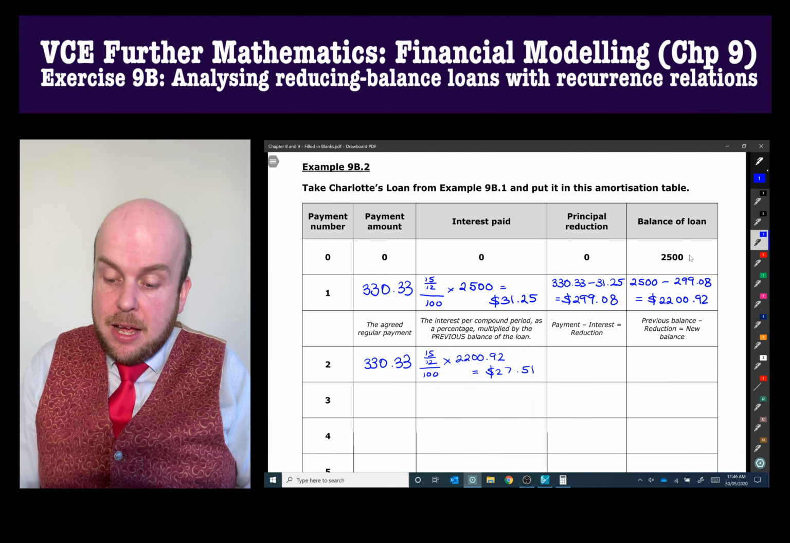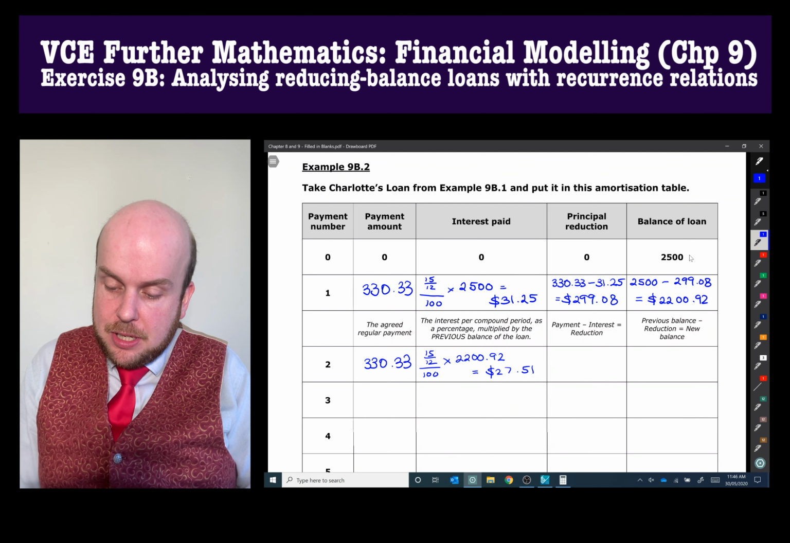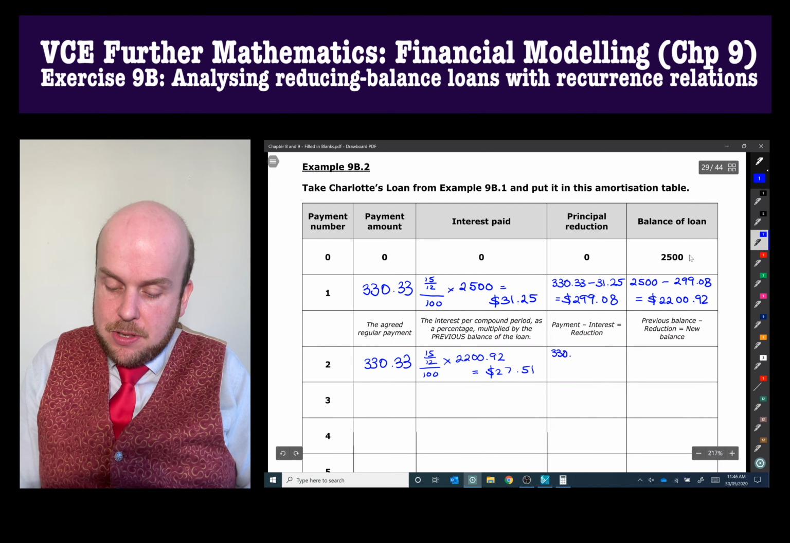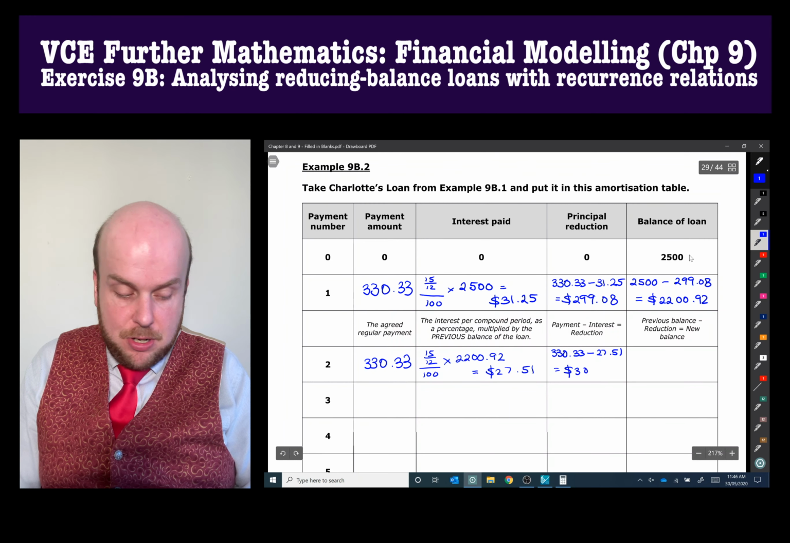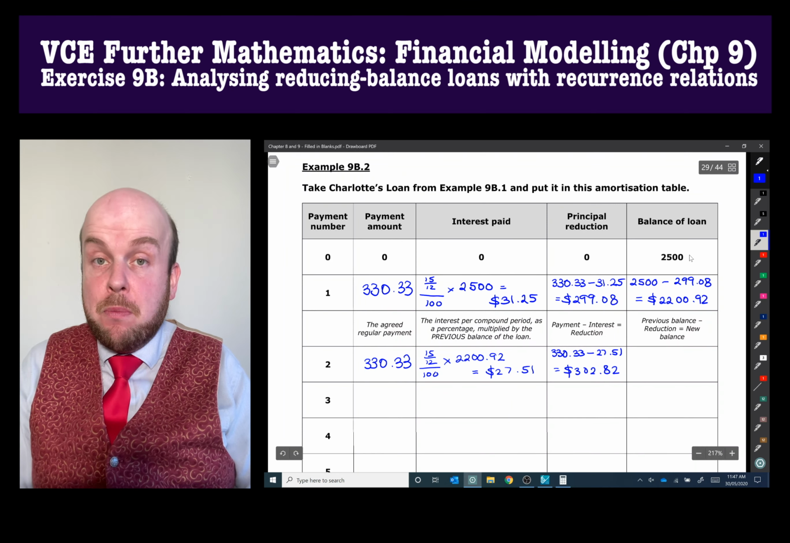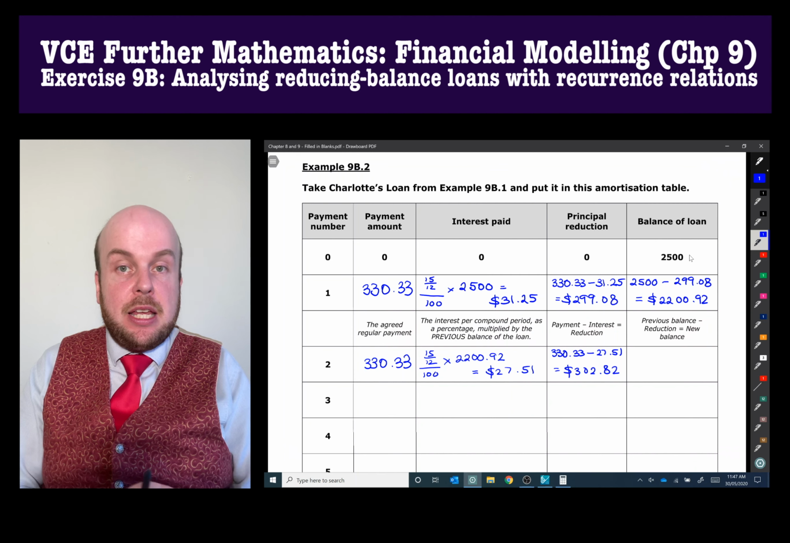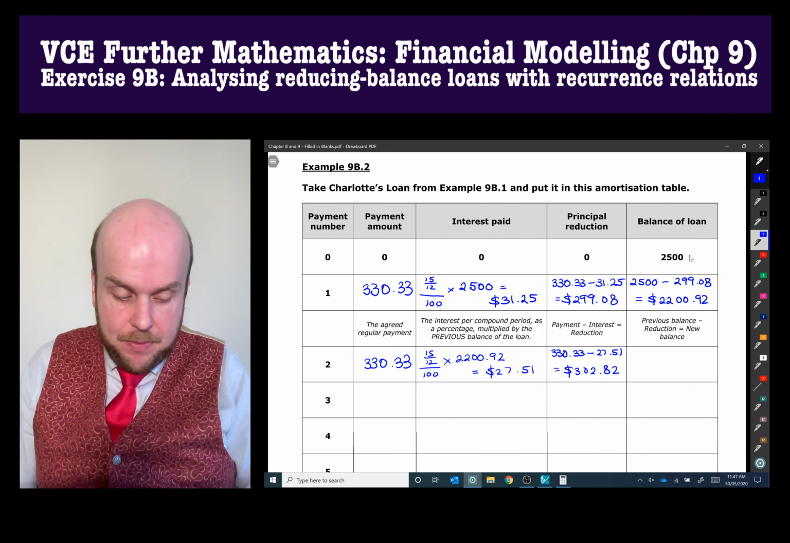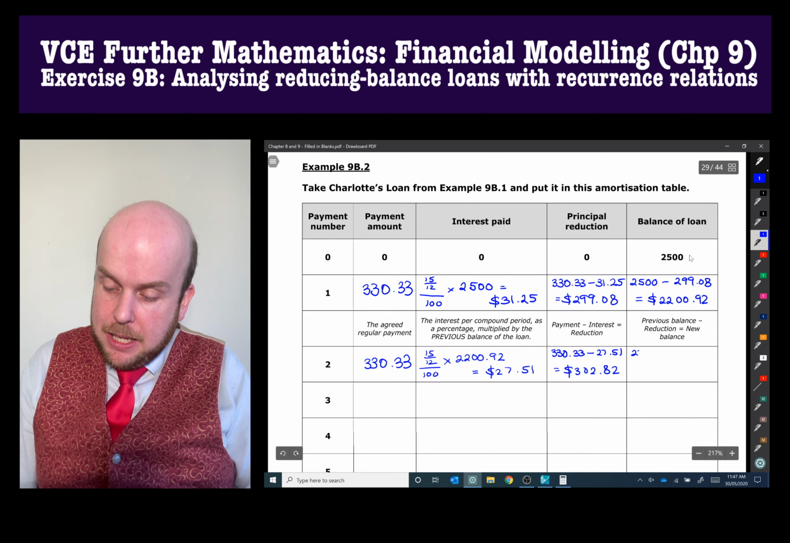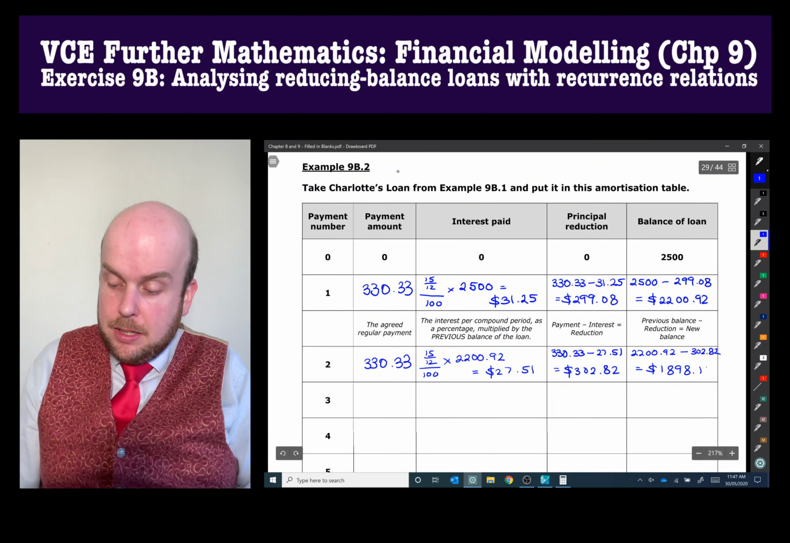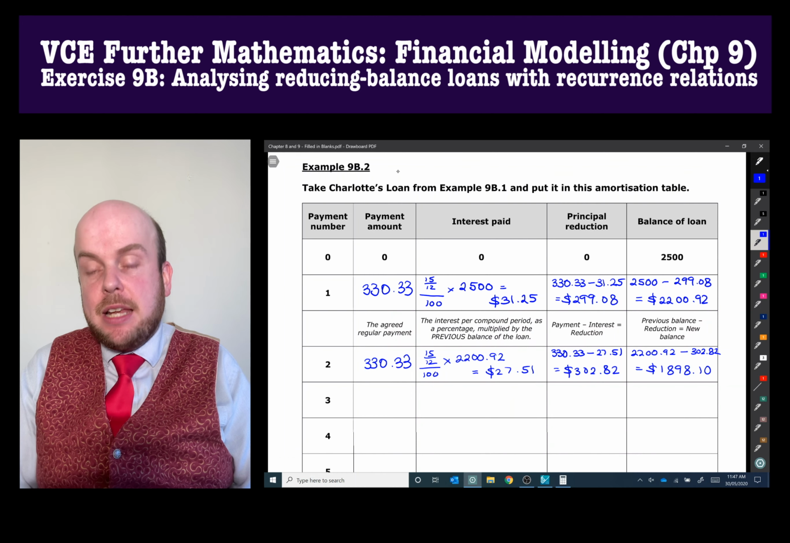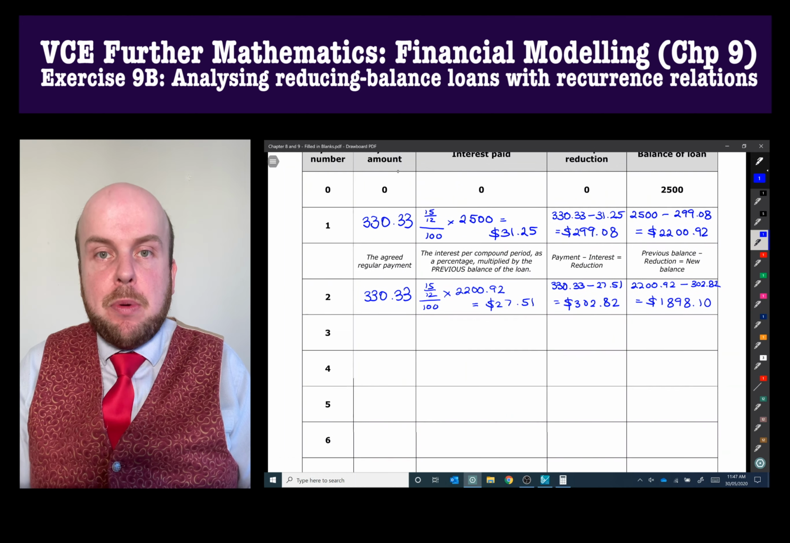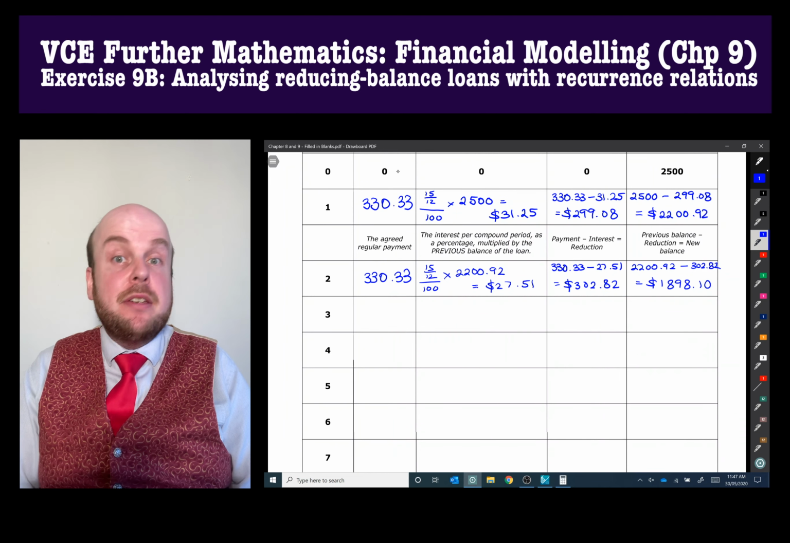So the amount that's actually being dedicated to reducing the principal will be $330.33 take away $27.51, and that will be $302.82. So more money is being dedicated now to actually getting rid of the original loan. So then we do the previous balance, take away $302.82, so it's equal to $1,898.10. Now, theoretically, we can keep doing this again and again to fill in the rest of the table.